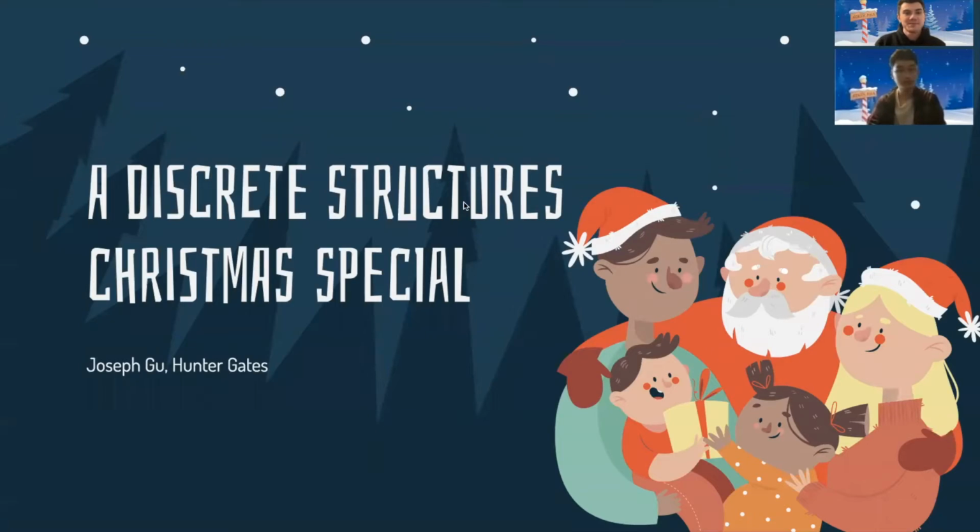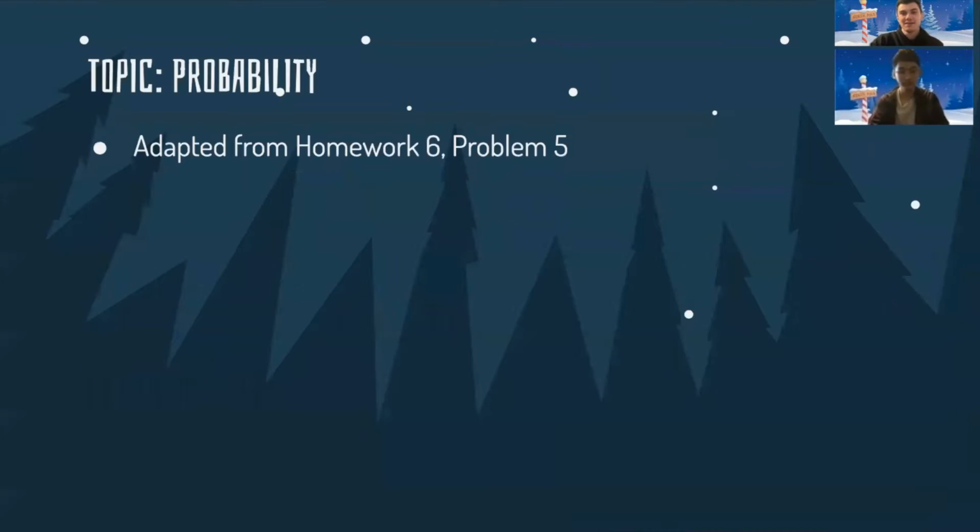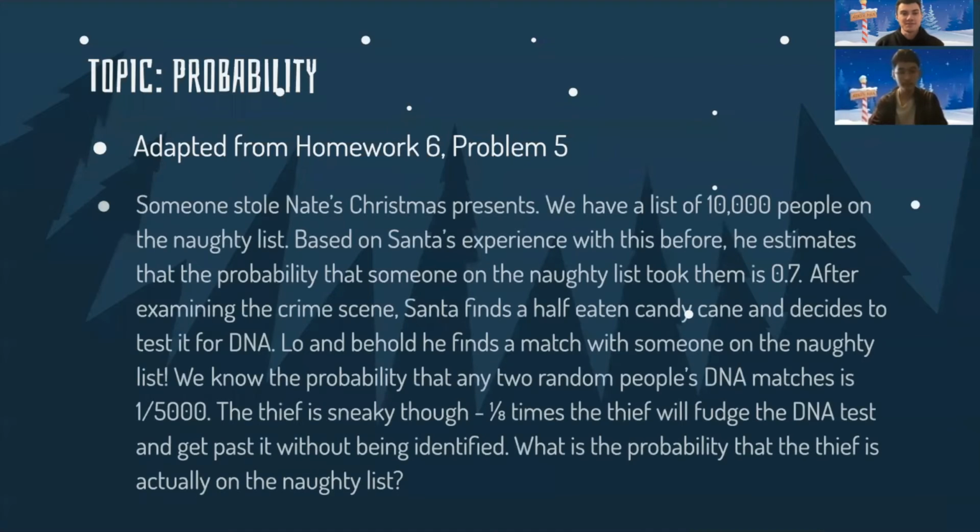Hello and welcome to a Discrete Structures Christmas special. I'm Hunter Gates. And I'm Joseph Gu. And today our topic is probability. We're going to be working on a problem adapted from Homework 6, Problem 5. And it reads as follows.